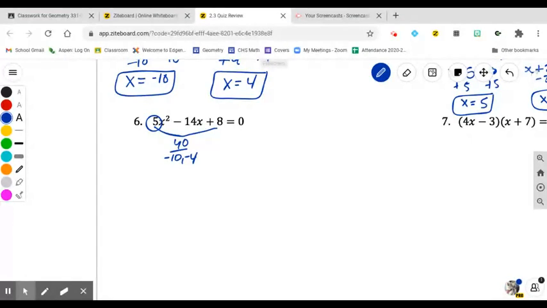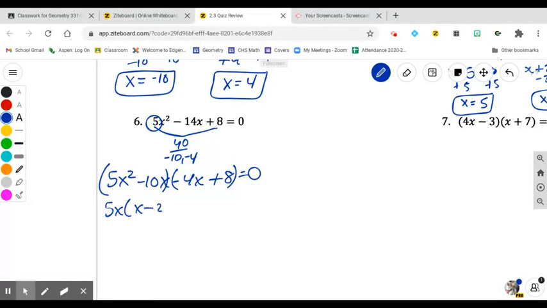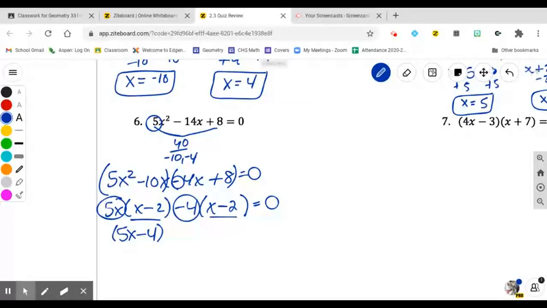So if you're doing grouping, you're going to rewrite it 5x squared minus 10x minus 4x plus 8 equals 0. Then we group the first 2 and the last 2. We take out the GCF of each grouping. So 5x squared and negative 10x is going to be 5x. Negative 4x plus 8, we have to take out a negative 4 because that's negative the first term. x minus 2. And then we write our answer. 5x minus 4. Remember, it's these 2. And then the repeated one.